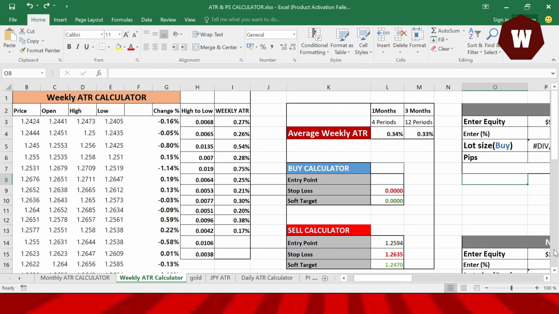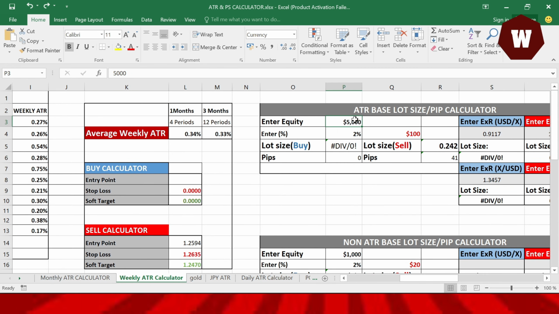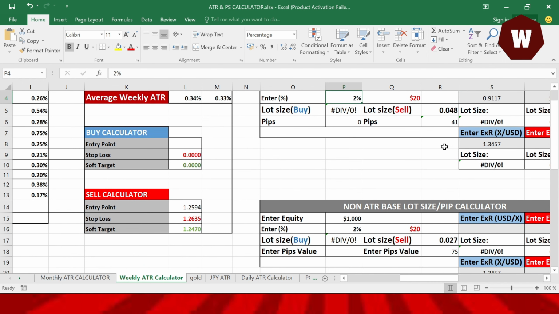What you see there is that based on the volatility, I am entering the trade at 1.2594. The equity here, let's say, is 1,000, and I am going to risk 2% on this trade. Automatically, you see the lot size for sell says I should use 0.048, so I am going to use 0.04 for this trade, and the number of pips is around 41 pips. That is how I'm going to set the stop loss for this trade.